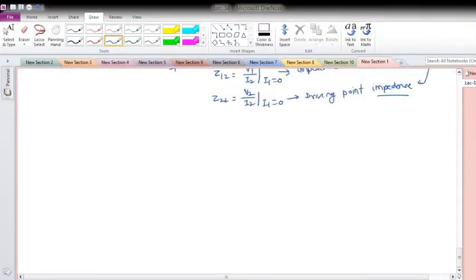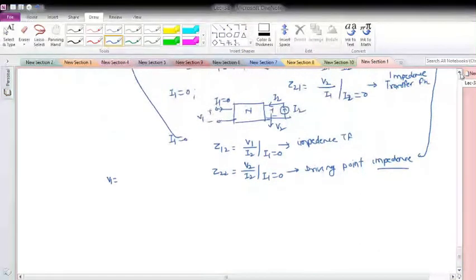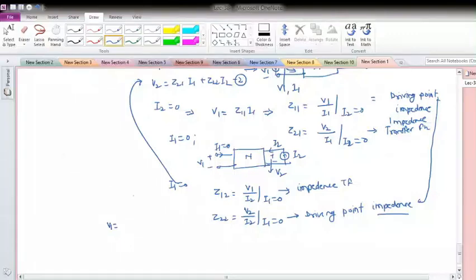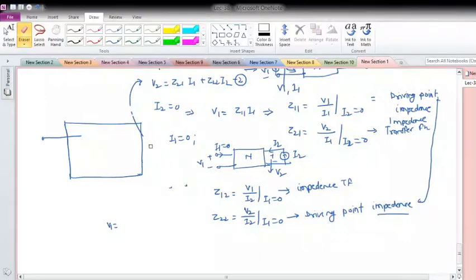First, let us say this is my network, and these are my input terminals, and these are my output terminals. And this is my V1 and this is my I1.